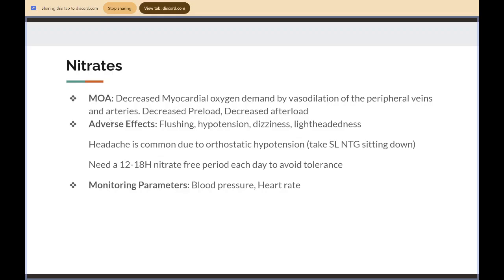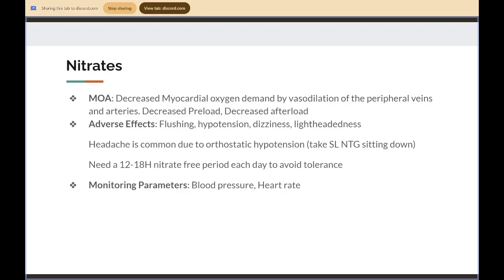So nitrates, we have a mechanism of action. They decrease the myocardial oxygen demand by vasodilation of the peripheral veins and arteries. They decrease preload and they decrease afterload. Remember, preload is what's coming to the heart, and afterload is what the heart is pumping against.